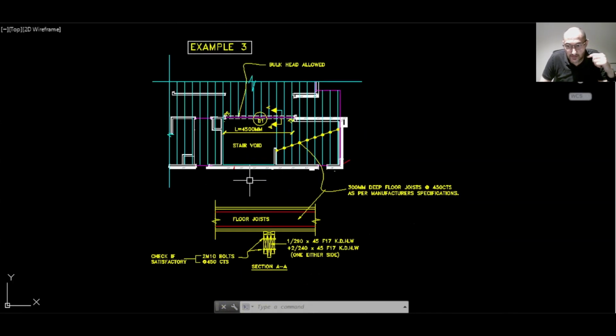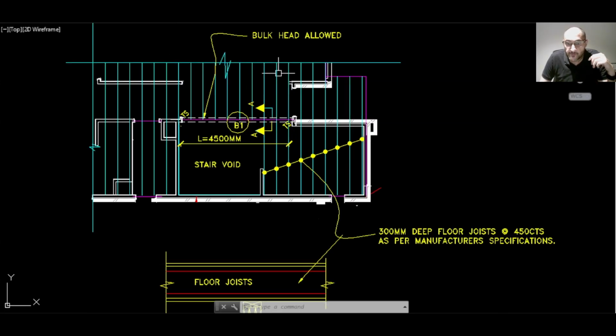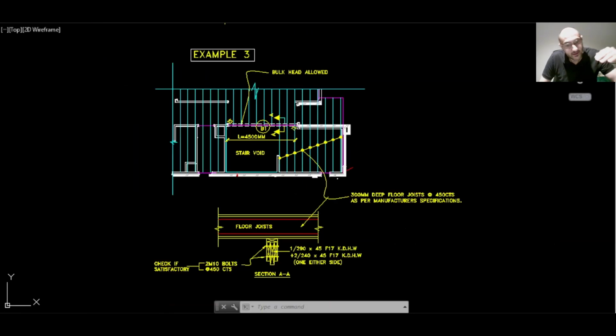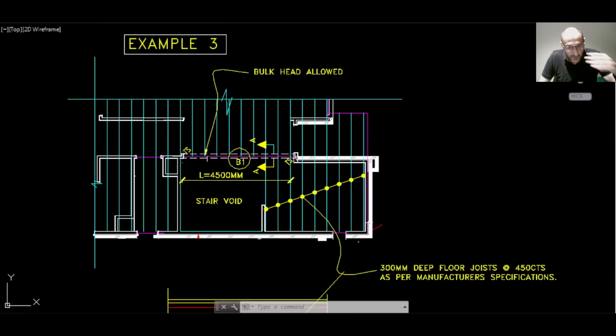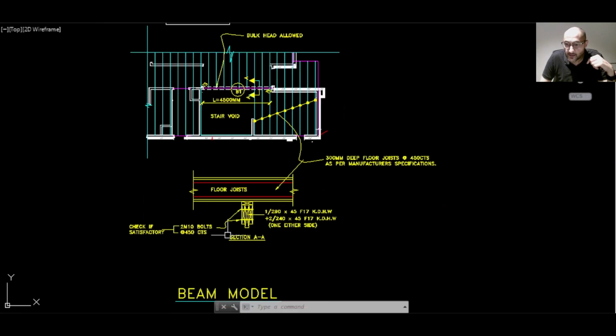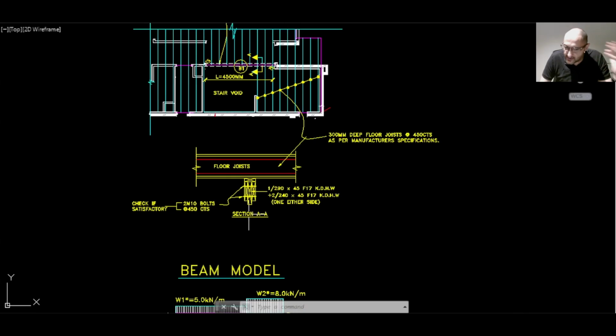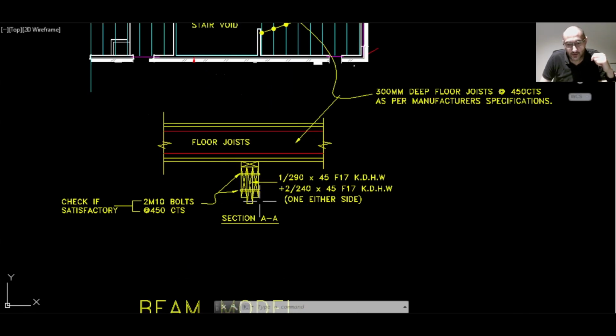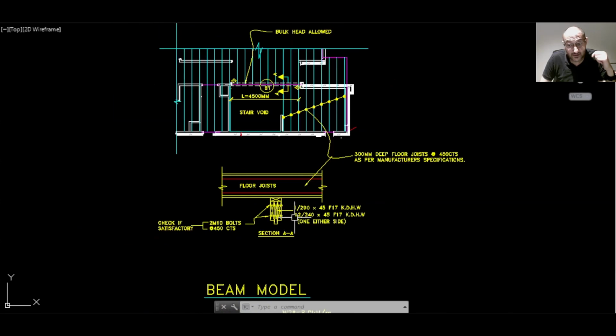The load here is considered to be partially uniform distributed loads. The floor joist's height is 300 millimeters, and there's also a bulkhead which allows the beam B1 to sit underneath the flooring. Now, for the sake of this example, hypothetically, let's say B1 was initially supposed to be a 2 by 290 by 45 F17 KD hardwood, which gives a long-term deflection of about 12.75 millimeters, and on site it looks like this.